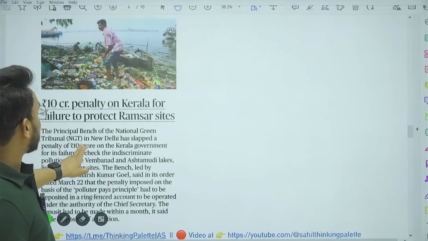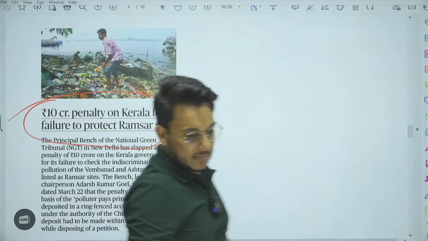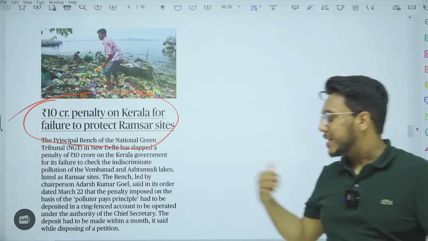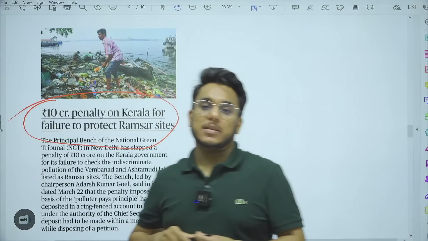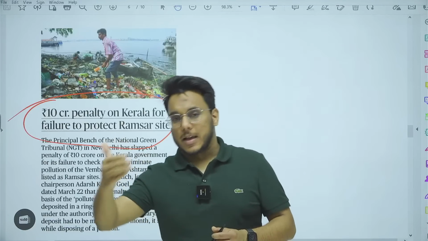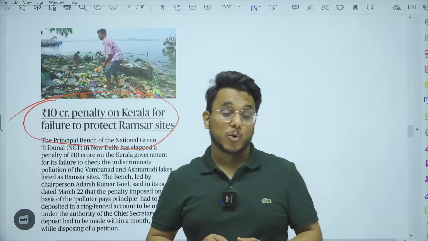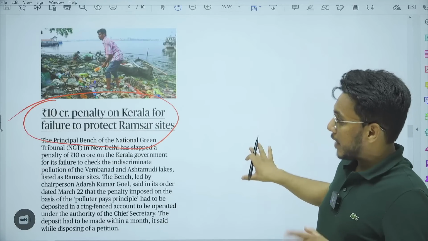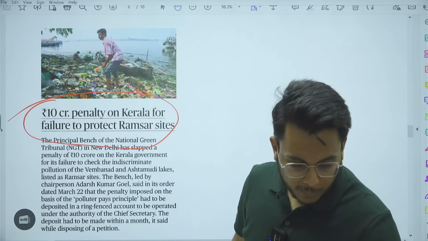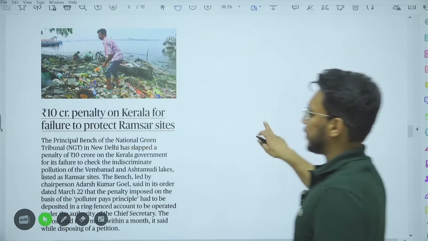Now, moving to the next article. Here we see a 10 crore penalty on Kerala for failure to protect Ramsar sites. Two of the important Ramsar sites have been mentioned here. Now we have 75 Ramsar sites. Recently, in 2021 and 2022, 12 Ramsar sites got added to the list. Two of the Ramsar sites in Kerala were not being protected properly, and a 10 crore rupees penalty has been imposed.